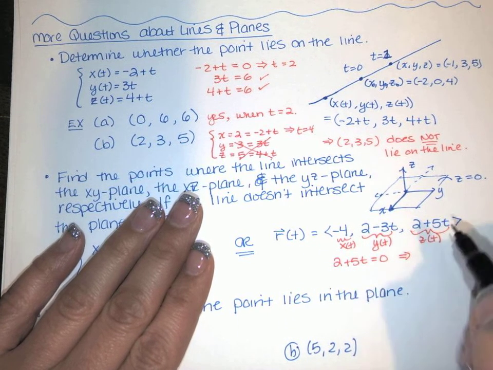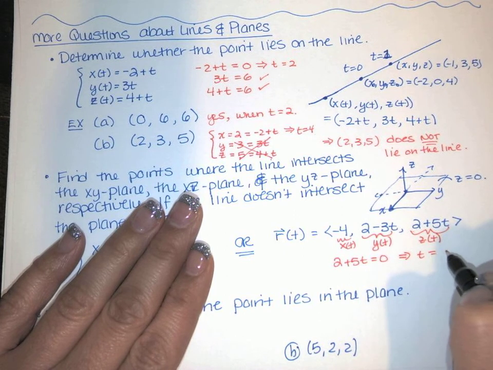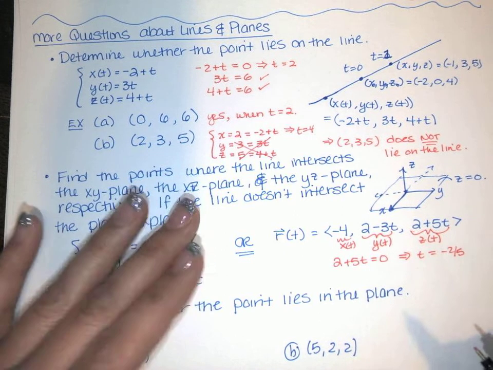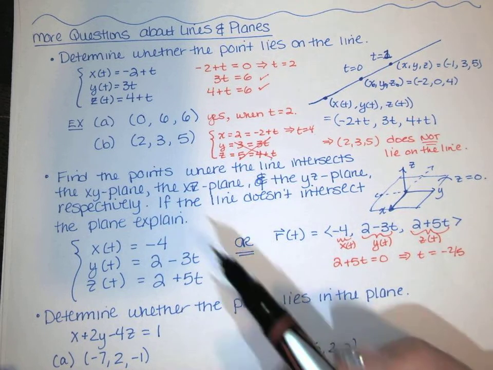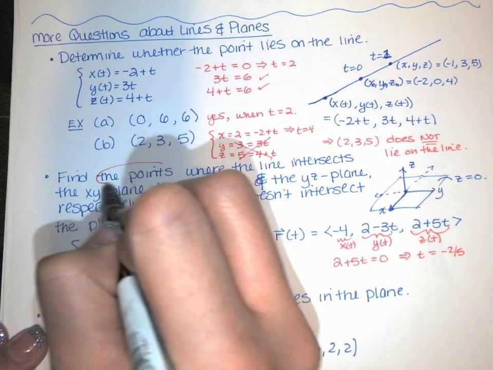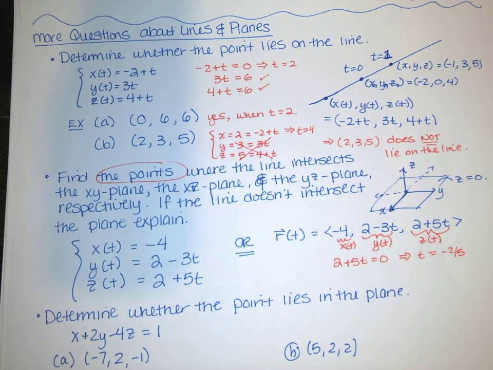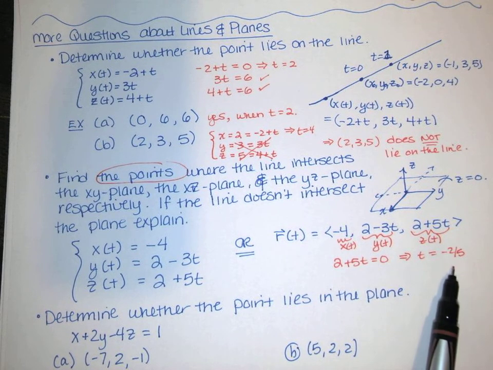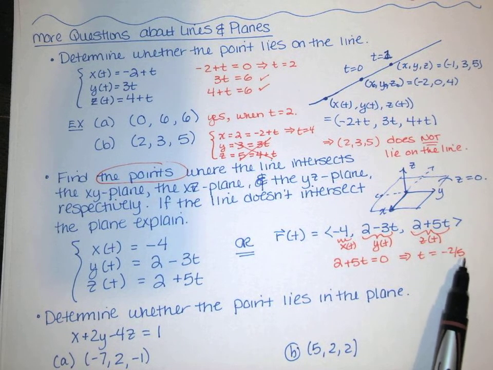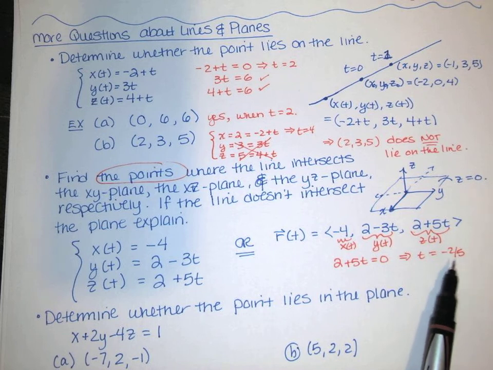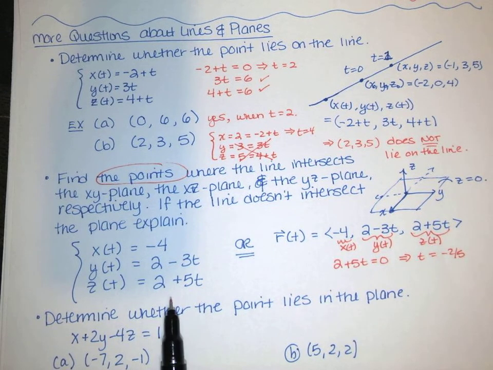So we'll subtract 2 from both sides and solve for t. We get negative 2 over 5. Now we have not answered the question yet. They asked for the points where the line intersects the xy plane, not the time. But it turns out at this time, at t equals negative 2 over 5, z is going to equal 0.